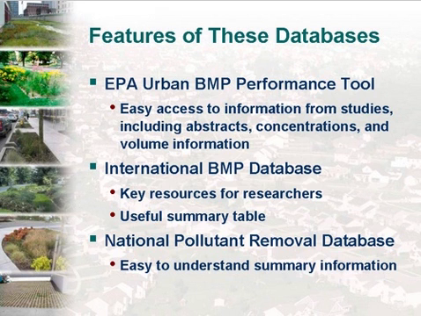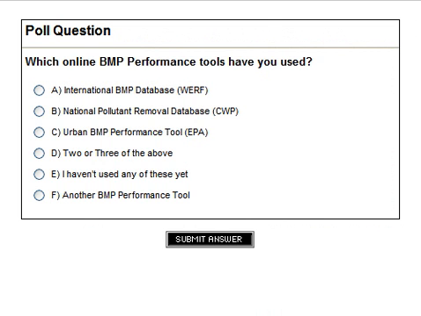Great. Okay. So we have another poll question here. We want to find out which, if any, of these tools you have used. Same scenario as last time: select the answer that best fits on the left there. The first one is the International BMP database, sponsored by the Water Environment Research Foundation that John Jones was talking about. The second is the National Pollutant Removal Database, which is the Center for Watershed Protection product. The third is the Urban BMP tool, which we've just launched, and I would imagine not many people have actually seen yet, but that's our tool on the NPDES website. And then you have choices here for 2 or 3 of the above, I haven't used any of these yet, or some other one that we have not listed here.